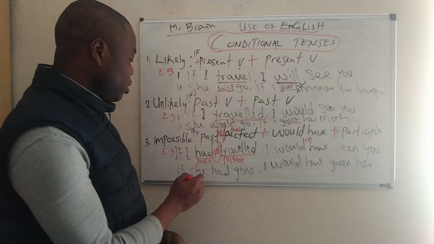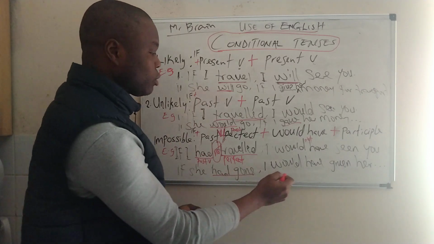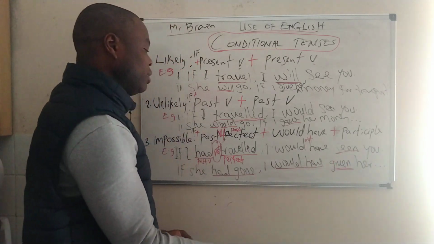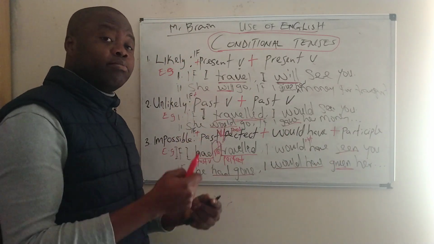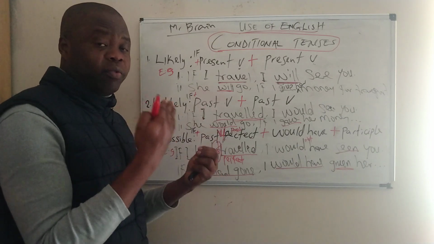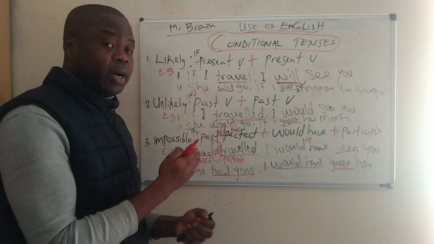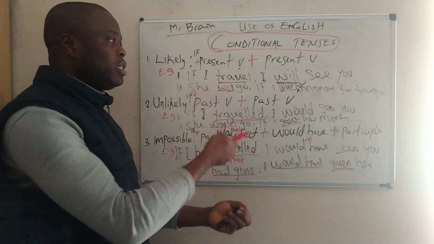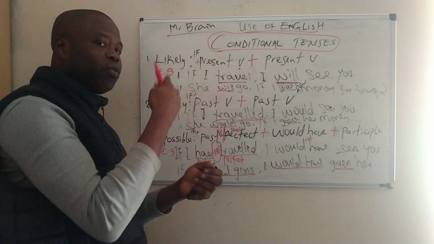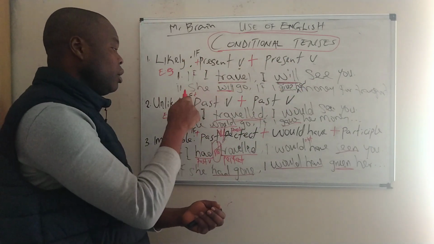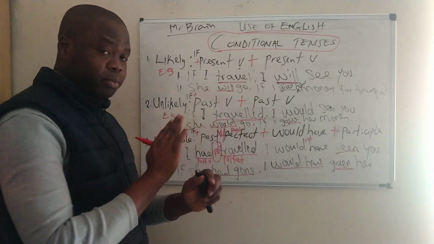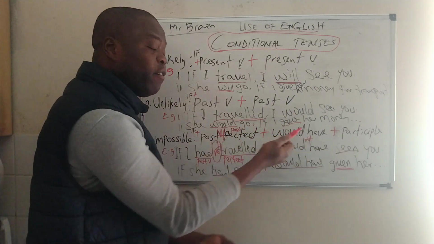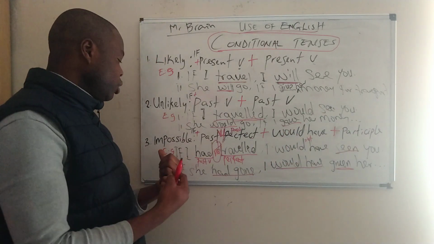So in your exam, consider this side. Consider this side. So if one side is given to you, you need to understand that. You need to feel the understanding. But if you can, learn the formulas offhand. If plus present verb, plus present verb. So if one side is omitted, you're looking for the other side. If plus past verb, plus past verb. If plus past perfect, plus would have plus participle gives you impossible.